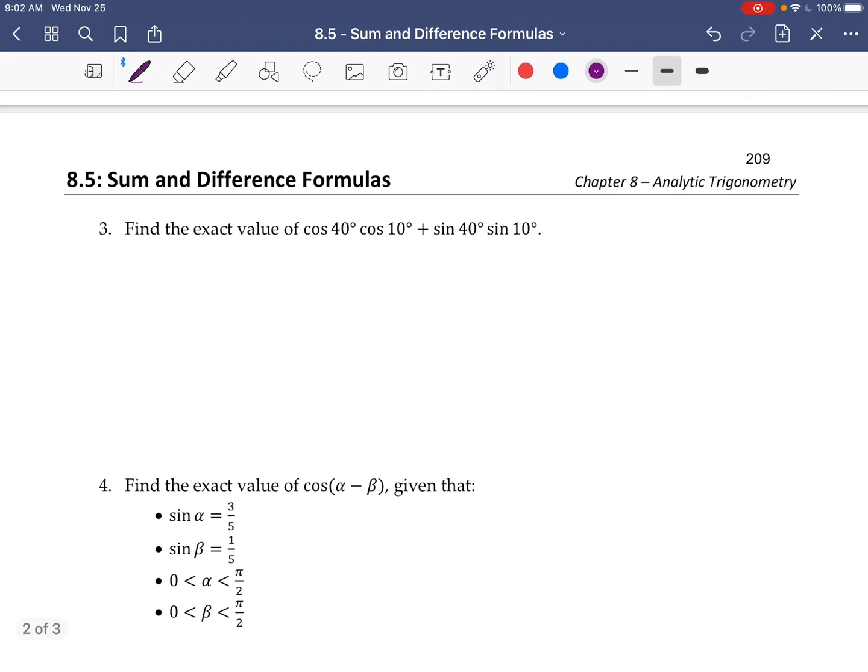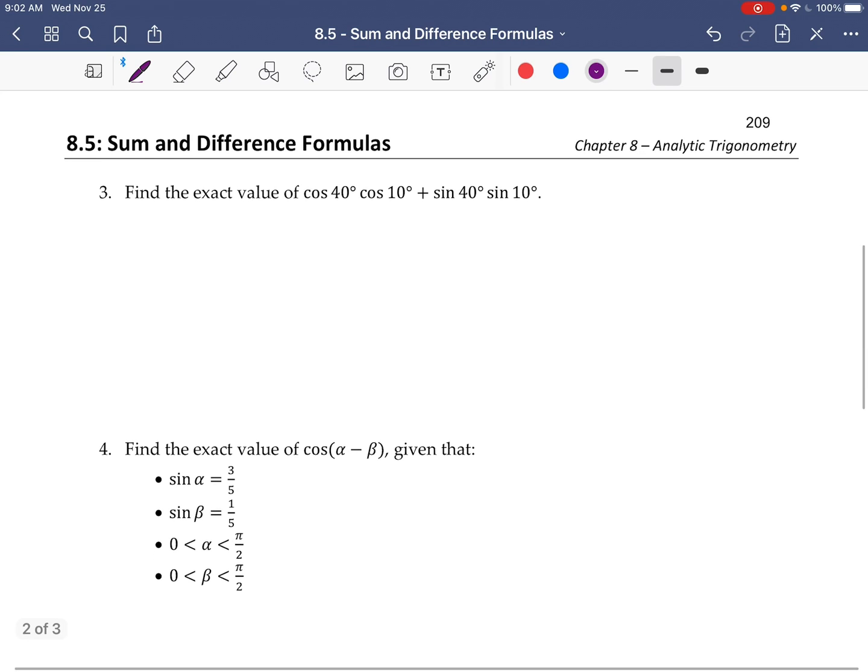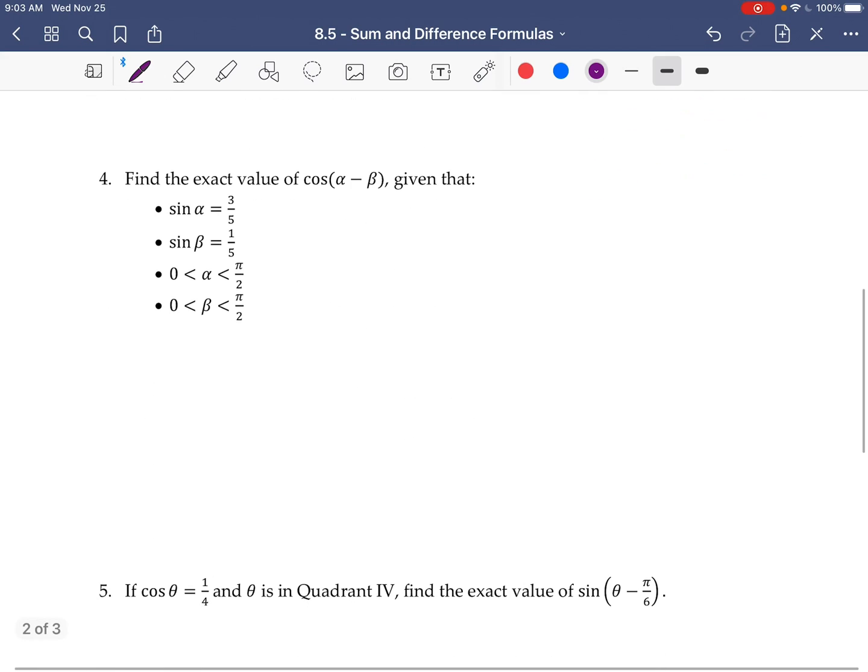I'm also going to leave example 3 for you. So you want to find this cosine value. It has 40 degrees and 10 degrees, which are not nice ones. So you want to figure out what you can do to figure out what that equals without using a calculator. So let's just write here, no calculators.